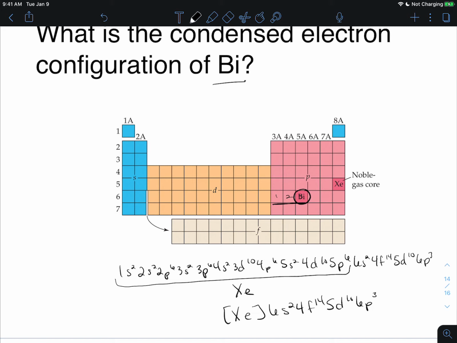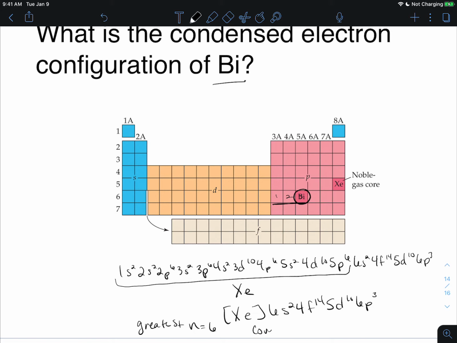Okay. Now, as a note, I want to point out our core and our valence electrons. We are dealing with a main group element, so it's very easy. Our valence electrons are our greatest n value. Everything else is going to be a core electron. So in this case, our greatest n value equals 6. So anything that is not in n equals 6 is going to be considered a core electron.